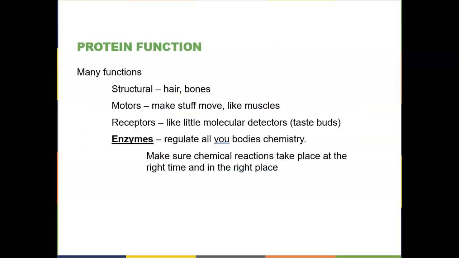But one of the most important things that they do, which we're going to take some time to talk about now, is they act as enzymes. And I think we already covered the term catalyst.